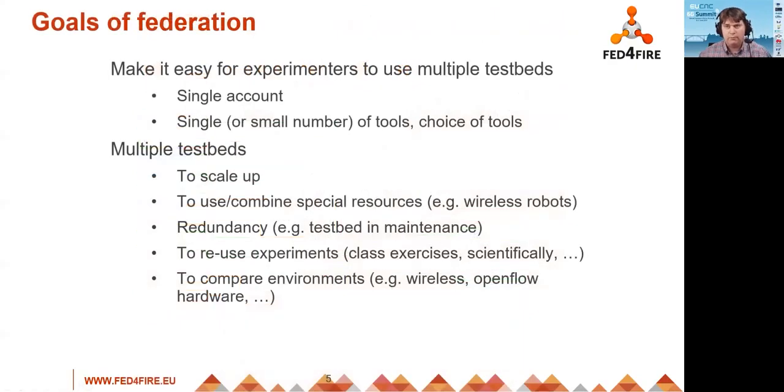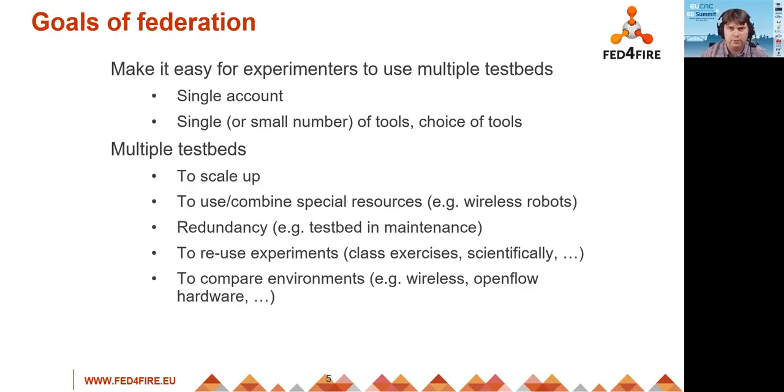So the goals of the federation are very simple. We only want to make it easy for experimenters to use those multiple testbeds. That means that with a single account, you can use those testbeds, and also with a single tool or a small number of tools, you can use those testbeds. So that's the main goal. And then the question is, well, why would you need multiple testbeds? Several reasons can be given for that. The most obvious reason is, of course, if you want to scale up, you want to make your experiment bigger, you need more resources to do the experiment, and you want to combine multiple testbeds. So that's a simple reason.